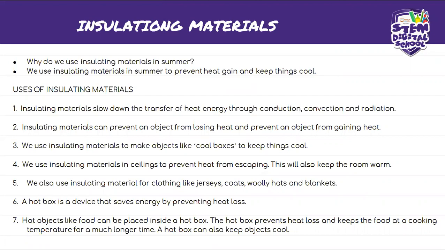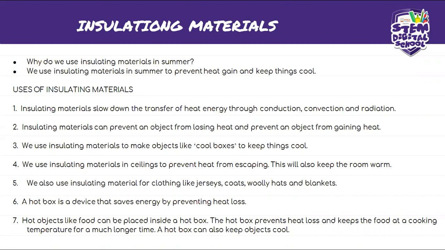Insulating materials. Okay, so we said, why do we use insulating materials in summer? So we use insulating materials in summer to prevent heat gain and keep things cool. So we said insulating materials slow down the transfer of heat energy through conduction, convection, and radiation. We also said that insulating materials can prevent an object from losing heat and prevent an object from gaining heat.